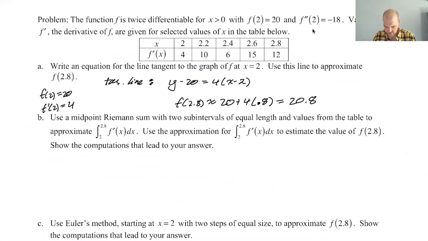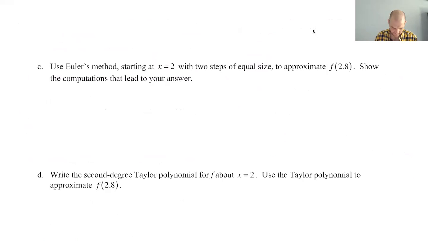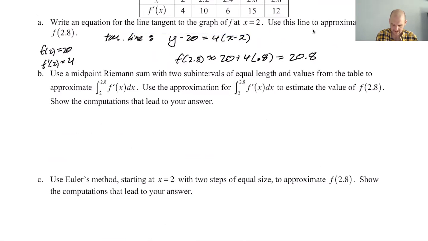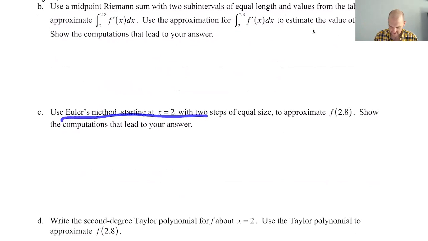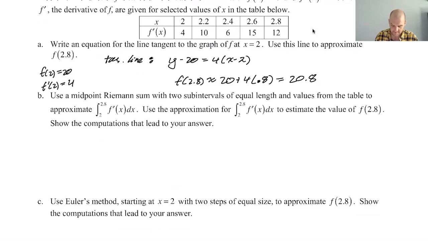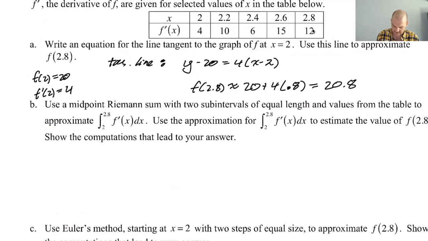Use a midpoint Riemann sum with two subintervals of equal length and values from the table to approximate the integral from 2 to 2.8 of f prime. Use that to approximate or estimate f of 2.8. Oh, nice. This is one of those problems where they ask you to do everything you've ever done. Approximate with a tangent line, we've done that. Approximate by approximating the integral and using the fundamental theorem. Euler's method to approximate, why not? Second degree Taylor polynomial. It's all the ways of approximating a function. This is a really good review question, and I think it's modeled after an actual AP question. So be on the lookout.